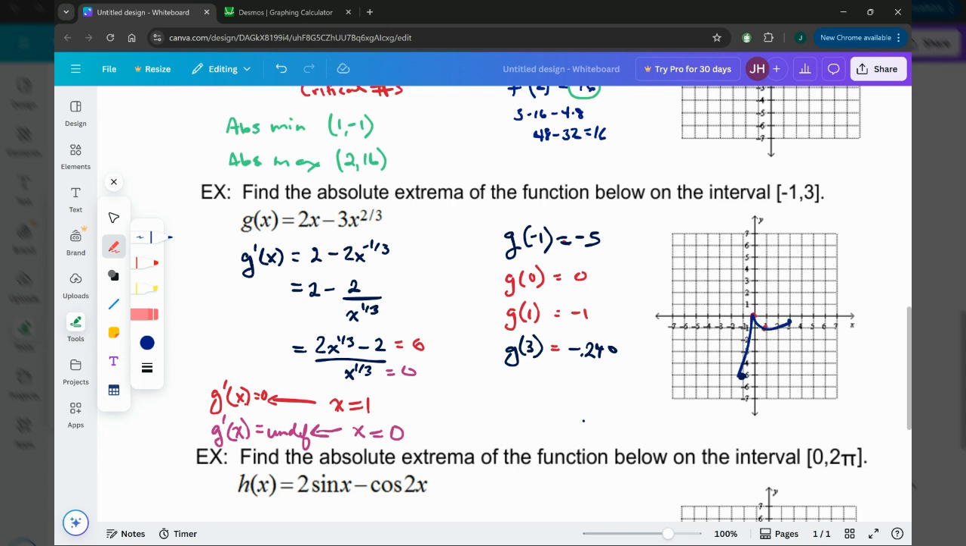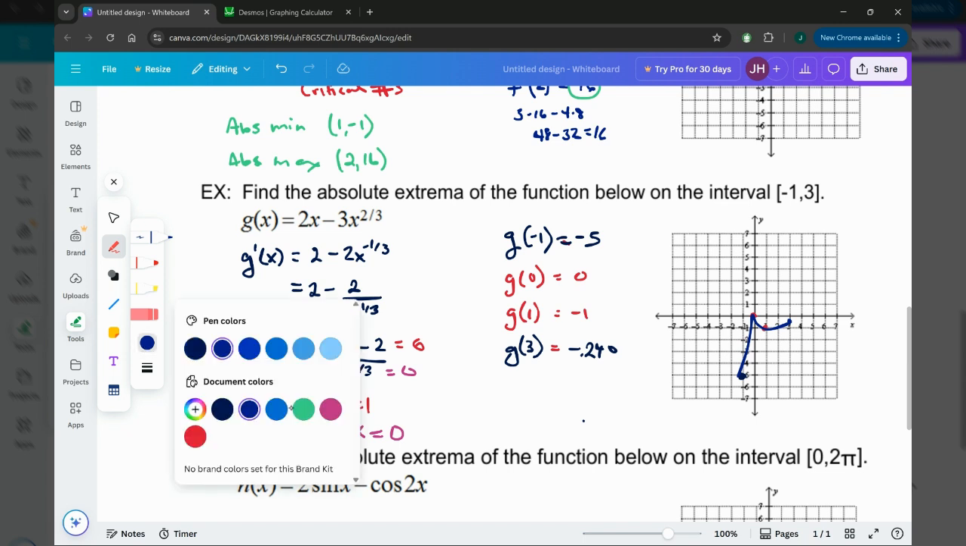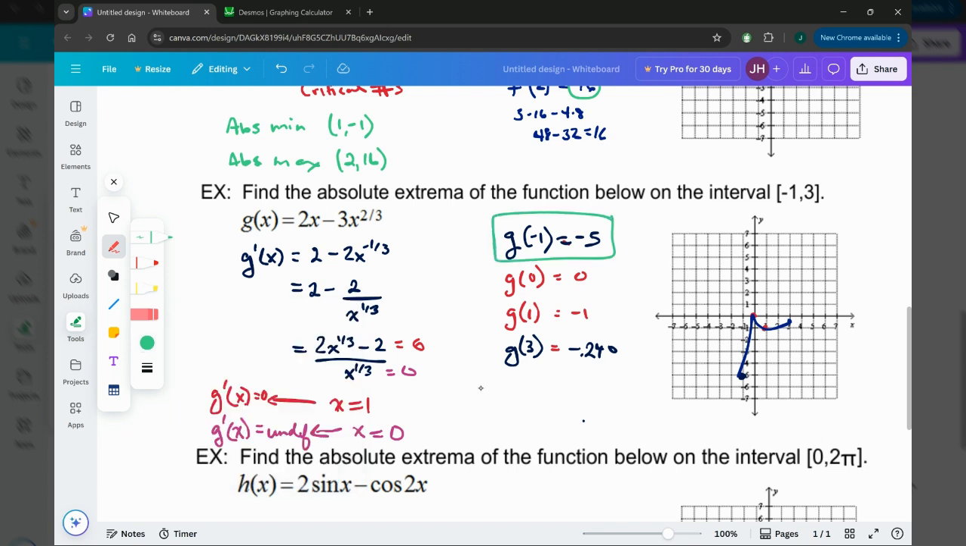And again, I really don't need to know what the graph looks like. Here's what I need. I need to know what the lowest value out of all of these is. The lowest value is negative 5. The absolute minimum on this graph between negative 1 and 3 is negative 1, negative 5.